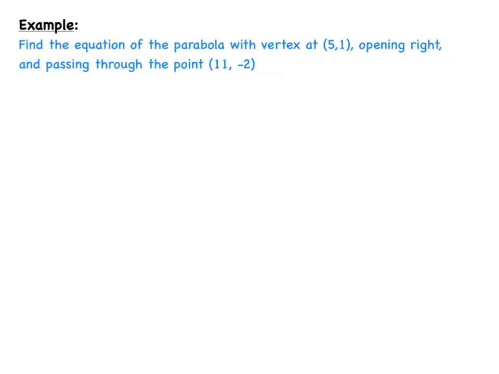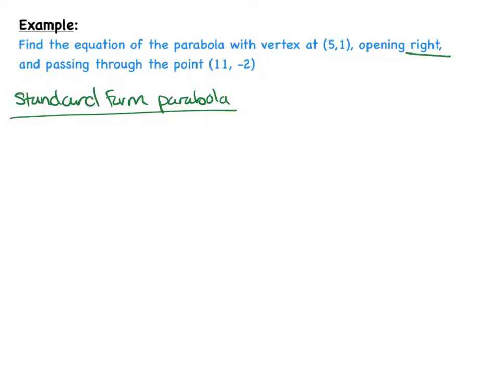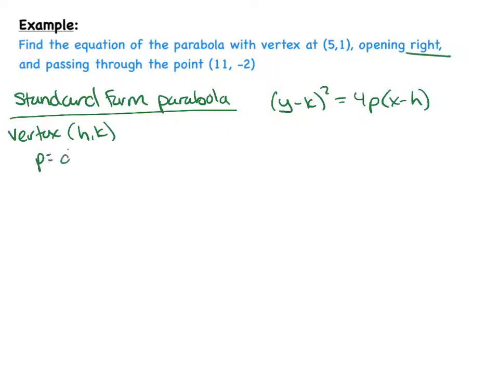Okay, so the first thing we want to remember is the standard form of a parabola that we know. Since it's opening left or right, we know the form is (y - k)^2 = 4p(x - h), where the vertex is at (h, k) and p is the distance to the focus point and the directrix from the vertex.